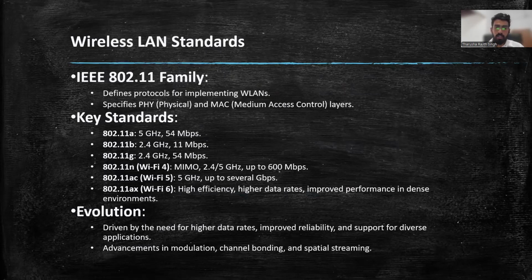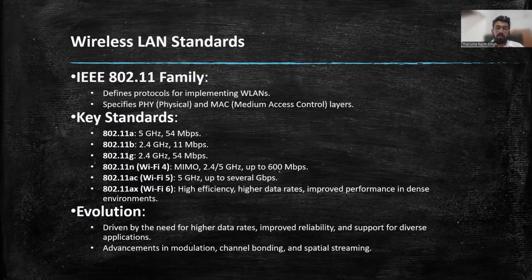So let's take a look at some of the key standards in the IEEE 802.11 family. 802.11a operates in the 5 gigahertz band with a maximum data rate of 54 megabits per second. 802.11b operates in the 2.4 gigahertz band with a maximum data rate of 11 megabits per second. 802.11g operates in the 2.4 gigahertz band, but offers a maximum data rate of 54 megabits per second.